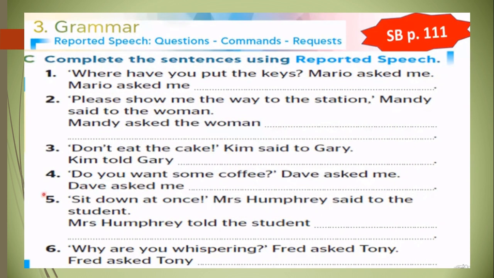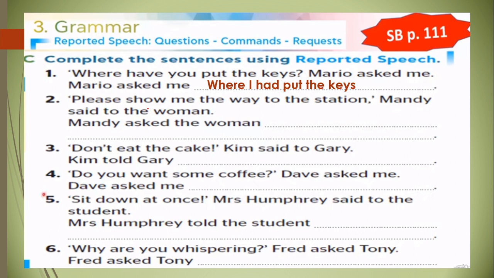Now open your book page 111. Complete the sentences using reported speech. Pause the video, read these sentences 1 to 6, and try to change them to reported speech. Okay, welcome back, girls. Let's check your answers. Where have you put the keys? Mario asked me. This is a WH question, so I begin the sentence with where. So Mario asked me where. Then a regular affirmative sentence. After where, what is the subject here? I. So where I had put the keys.